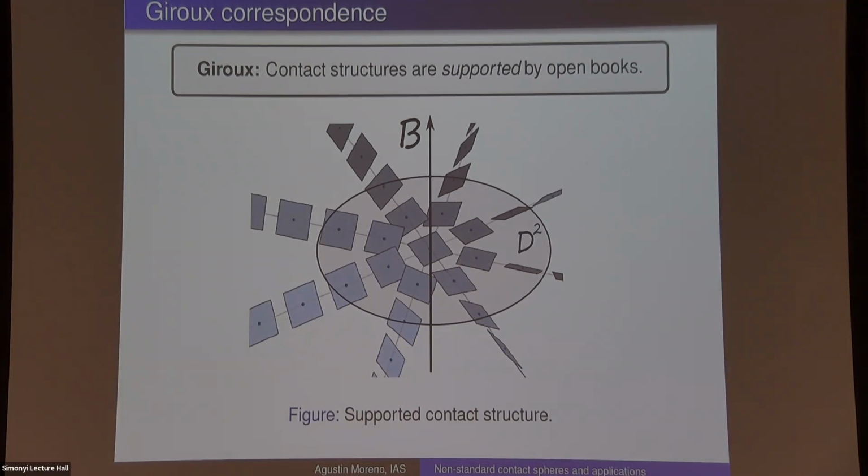As you go into the collar neighborhood of B, the contact structure twists around and becomes horizontal at B. So this is the picture that I'm drawing here. B is called the binding of the open book. What Giroux says is that if you give me any contact structure, then I can find one of these open book decompositions which is compatible with the contact structure in that intuitive sense. This is a pretty non-trivial result.